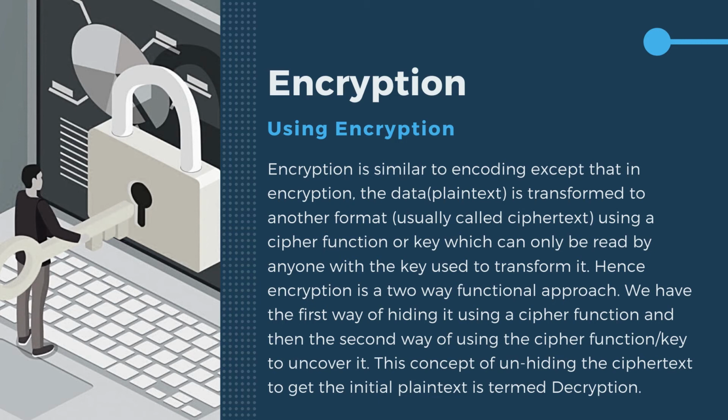Encryption is similar to encoding except that in encryption, the plaintext data is transformed to another format, usually called ciphertext, using a cipher function or key, and can only be read by anyone with the key used to transform it. Hence encryption is a two-way functional approach. We have the first way of hiding it using a cipher function and then the second way of using the cipher function key to uncover it. This concept of unhiding the ciphertext to get the initial plaintext is termed decryption.